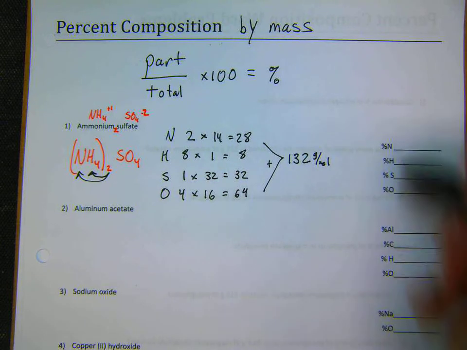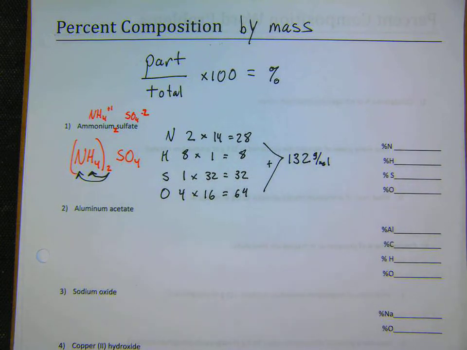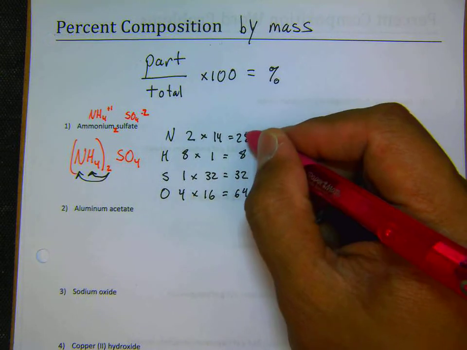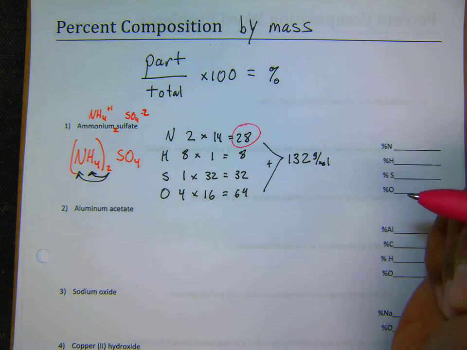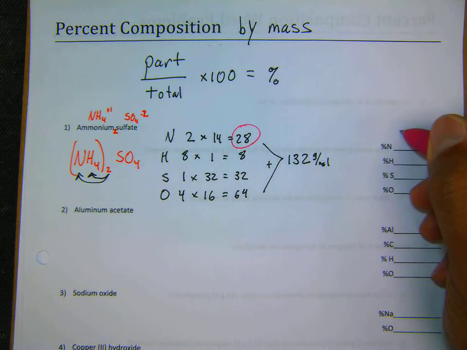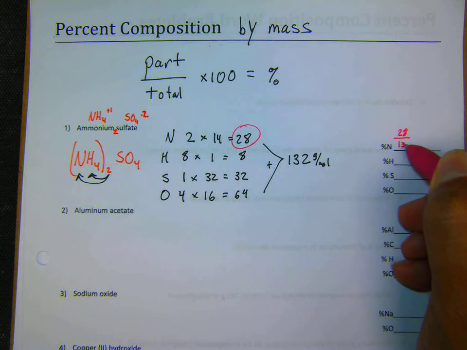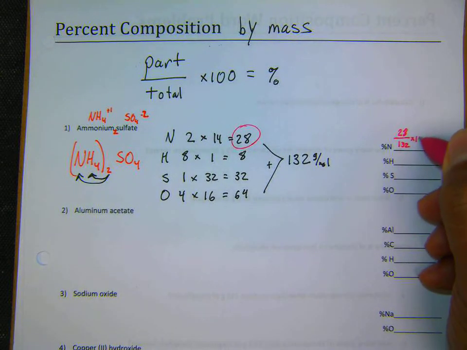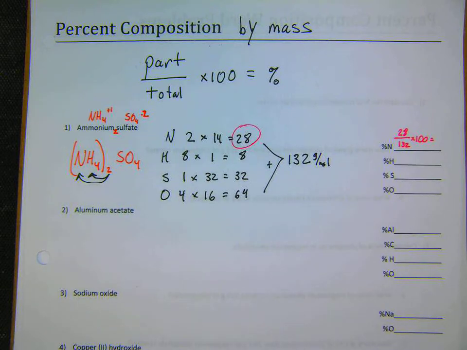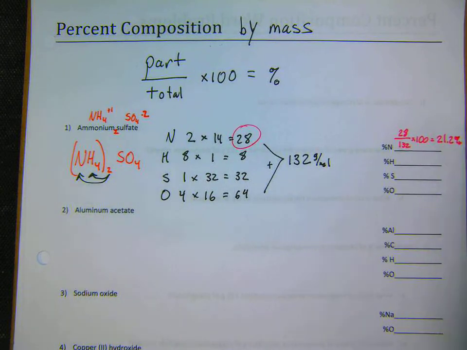So if I want to find the percent composition of nitrogen, I want to use the mass from the nitrogen, which is 28, and put that on top because that's a part. Now underneath it, I'm going to put 132 because that's the total, times 100, and that's going to give me about 21.2%. Now I want to go at least one place over the decimal just to be a little bit more precise and accurate.